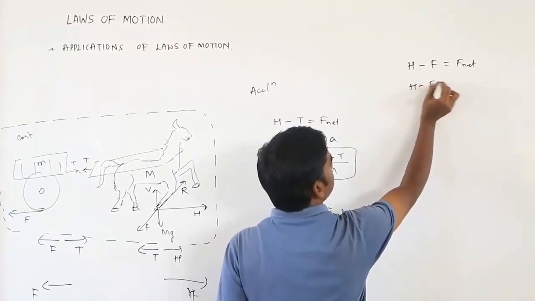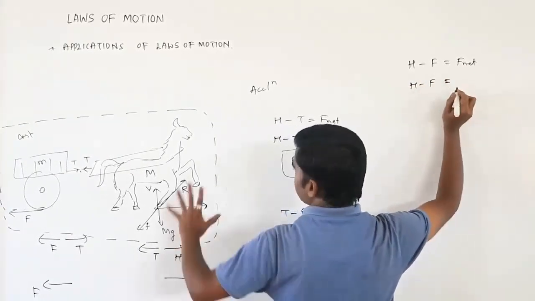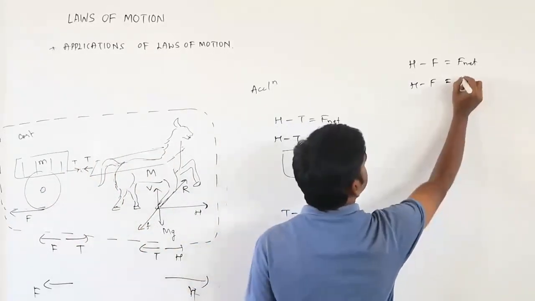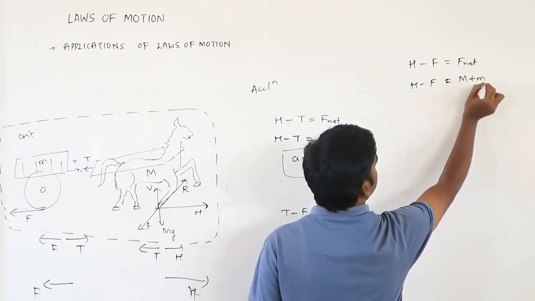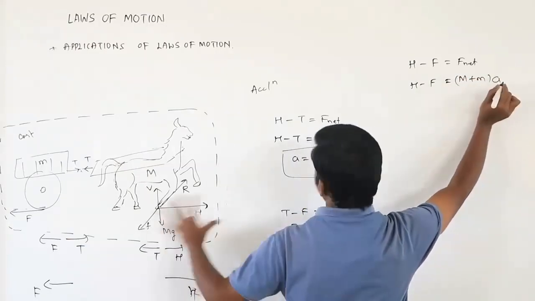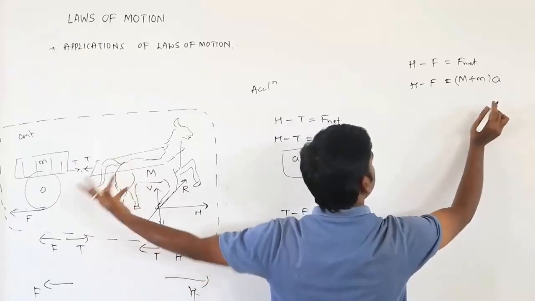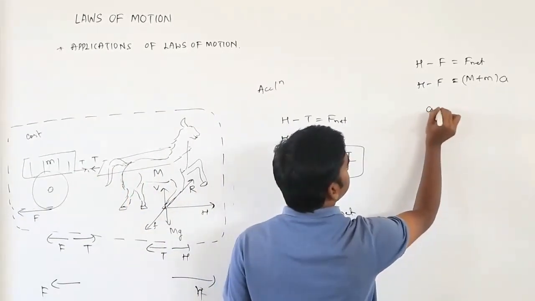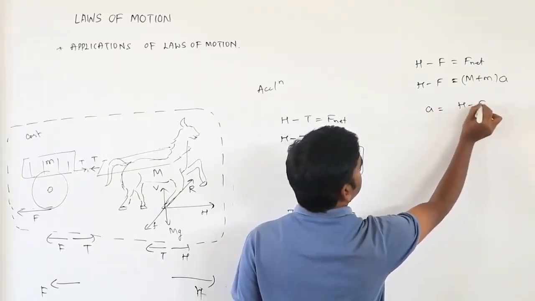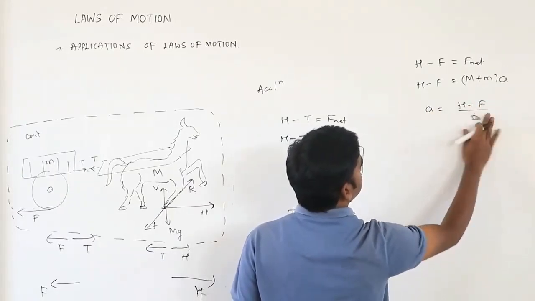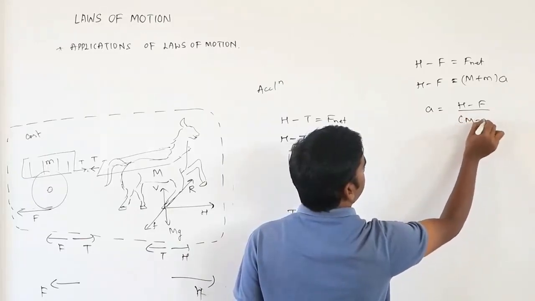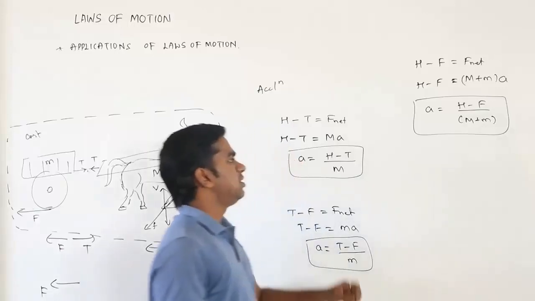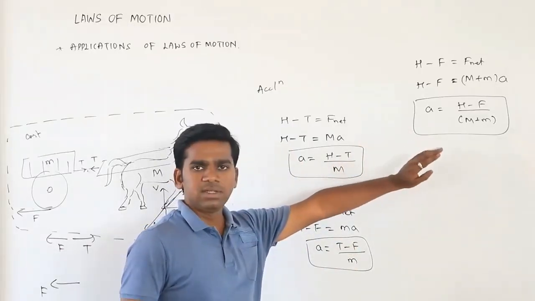So H minus F equals what is the mass? Mass of both I have to take: mass of cart plus mass of horse, into the total acceleration of the system, because both are moving with the same acceleration since they are connected. So the acceleration of the system is H minus F divided by M plus M. This is the acceleration of cart and horse together.